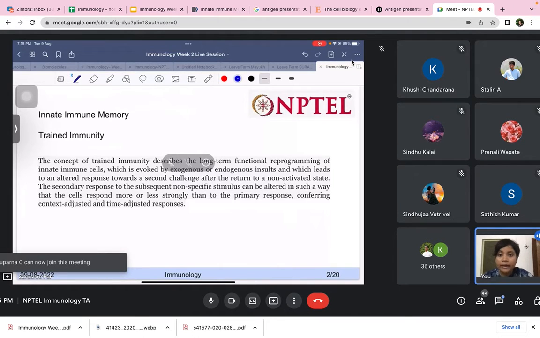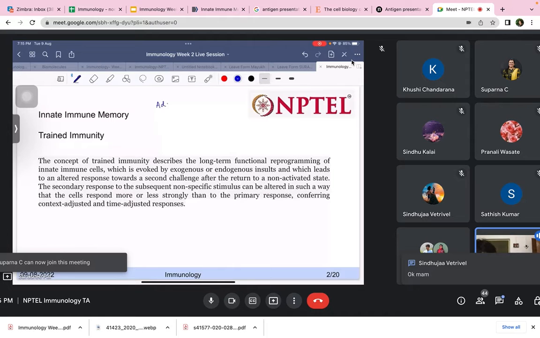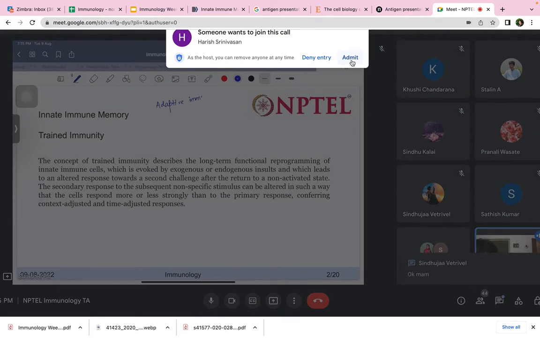Alright, so someone was asking if there is a memory of the innate immune system as well. Like, we are very familiar with the adaptive immune memory, which is exhibited by memory T and memory B cells.